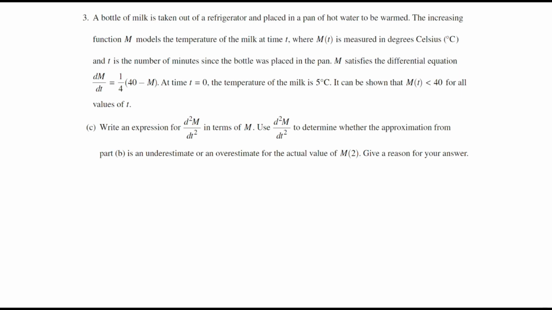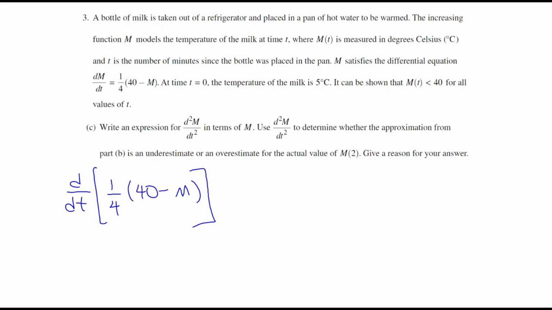All right, for part C, it tells us to write an expression for the second derivative of m with respect to t, and then to use that to determine if our answer from part B was an under or an overestimate of the actual value. So in order to find the second derivative with respect to t, we just need to take the derivative with respect to t of 1/4 of 40 minus m. And it's become pretty common for them to ask about the second derivative in terms of t of something that doesn't even have a t in it, that only has the other variable.